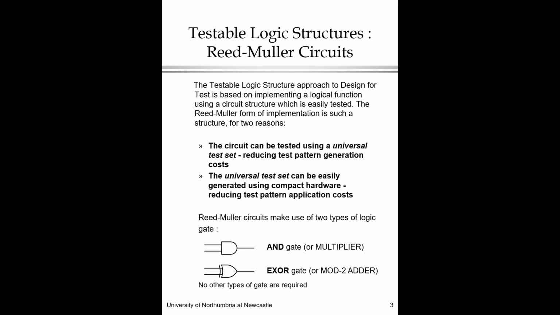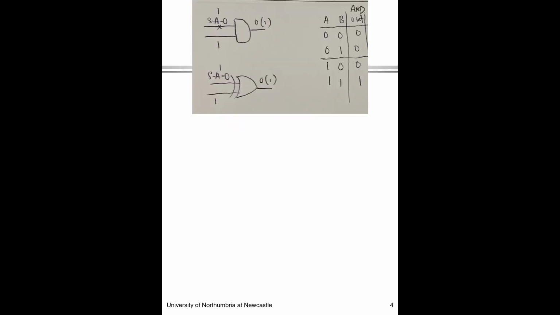Reedmuller circuit is made out of two types of logic gates, mainly the AND gate and the XOR gate. No other types of gates are required in Reedmuller circuits. So when we talk about Reedmuller circuits, our intention is to convert our existing logic gates or existing combinational logic into the form of AND gates and XOR gates, so that we can test the combinational logic circuit with a test pattern.